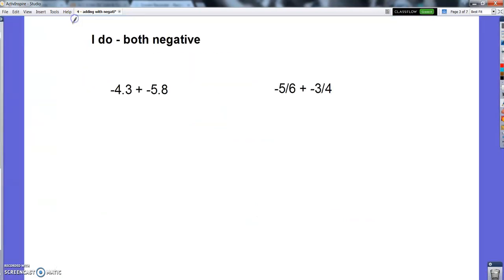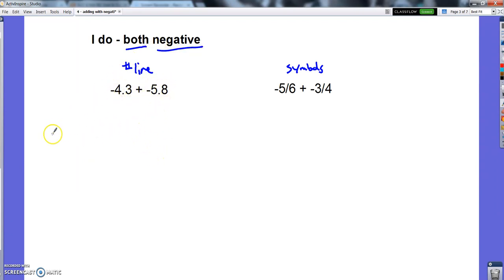And I'm going to show you how I think through these. So with decimals, I prefer the number line strategy. And with fractions, I prefer the symbols strategy, and I'll show you why. Either can work with either one. These are just my preferences. So if I wanted to add these, we're going to start with both negative examples. So -4 3/10 plus -5 8/10.